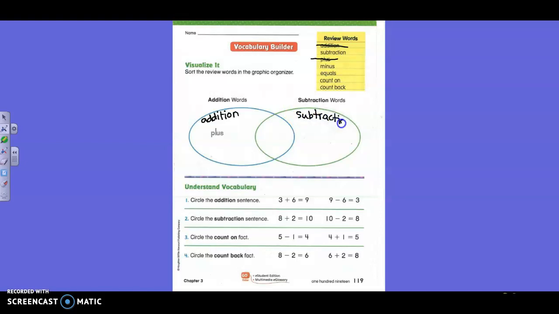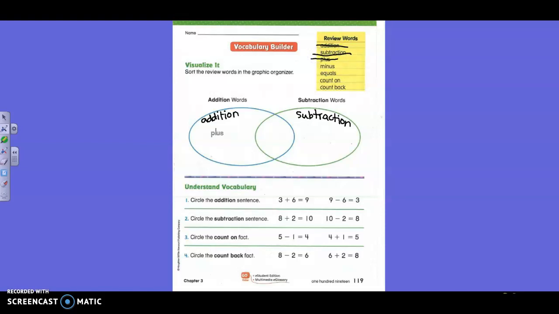We're going to put subtraction and subtraction words. Guys, what does subtraction mean? Taking away. Taking away, getting less, right? What does addition mean? Getting more. Adding and getting more. Good.